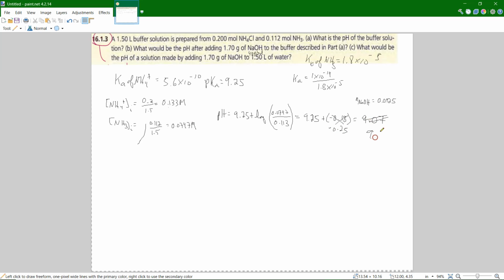So it's 9.00. Did I make a mistake in getting the concentrations? Let's see. My NH4 plus would be 0.2 divided by 1.5, which is 0.133, and my NH3 is 0.112 divided by 1.5, which is 0.0747. Okay, so that's good. Divided by 0.113, and then I take the log of the answer, and I get minus 0.18. So what is happening, or why am I getting two different numbers?